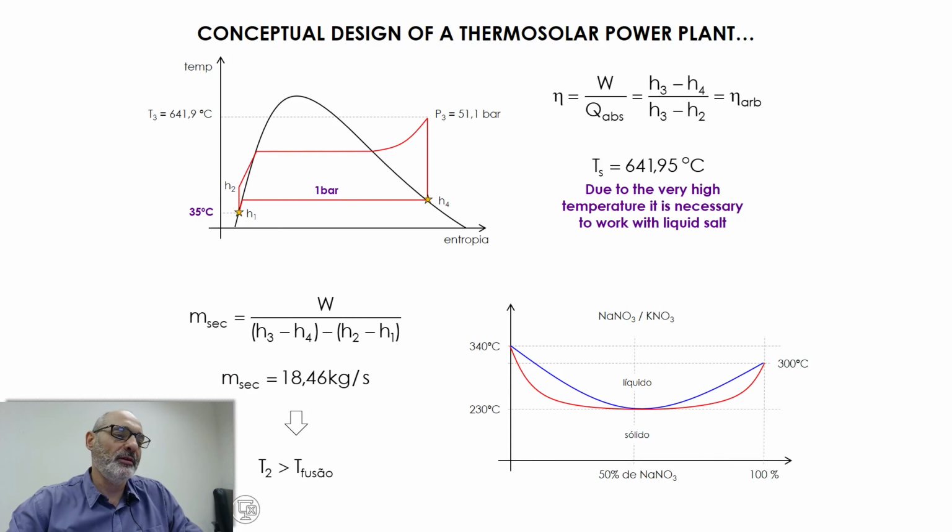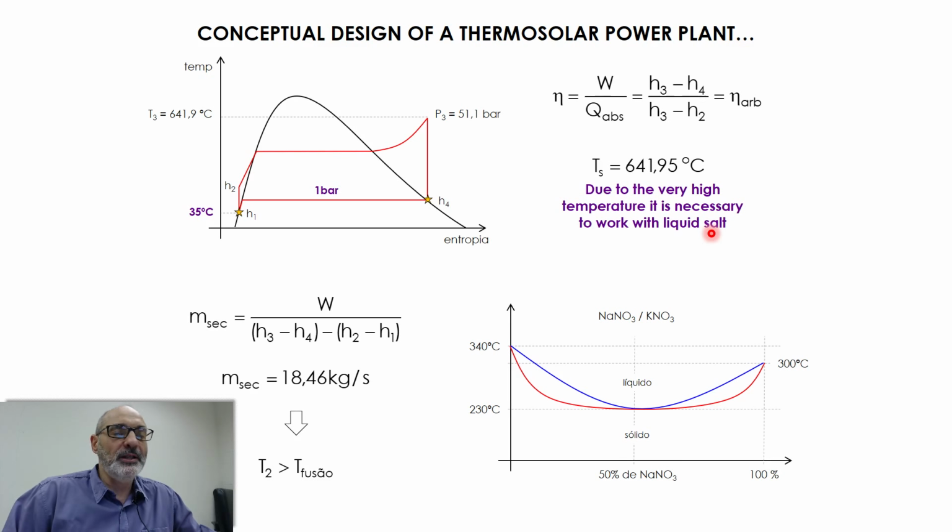So we have already an important parameter of our calculations, namely the temperature at this maximum energy point. An important point related to this result is that it's very high. Due to the very high temperature, it's necessary to work with liquid salt. You cannot work with vegetable oil, of course not, but mineral oils also have problems working at this temperature. So we're going to use liquid salt.